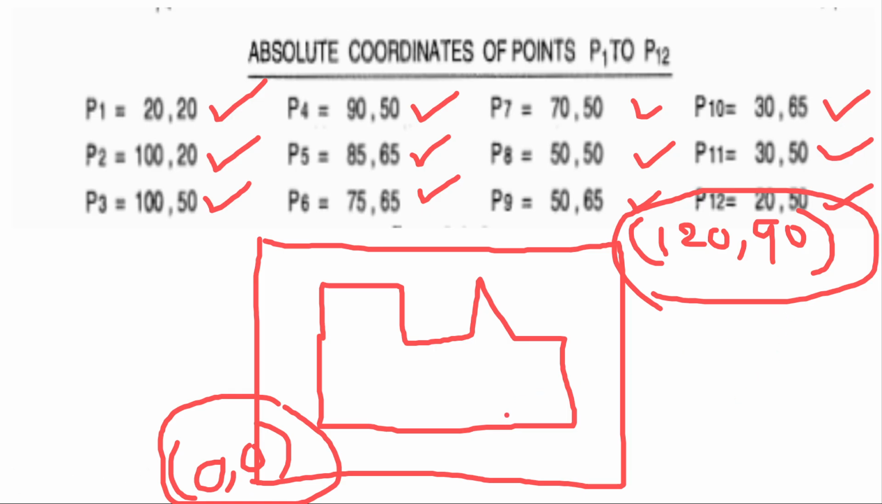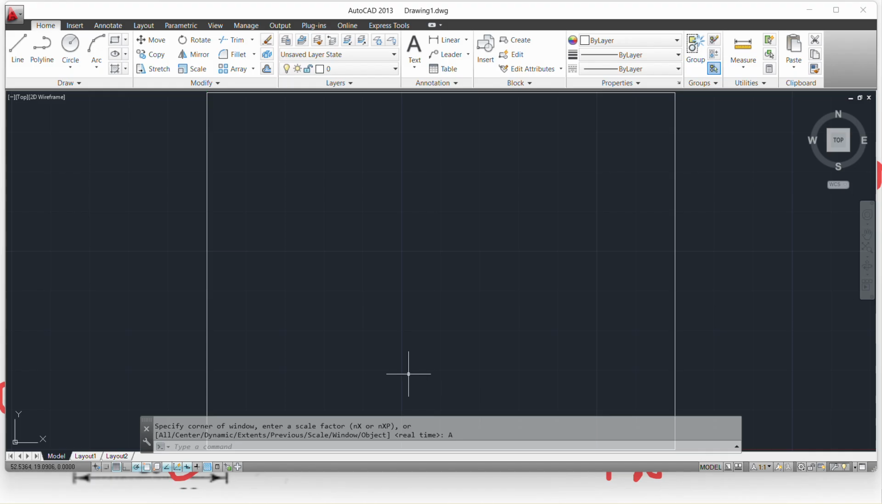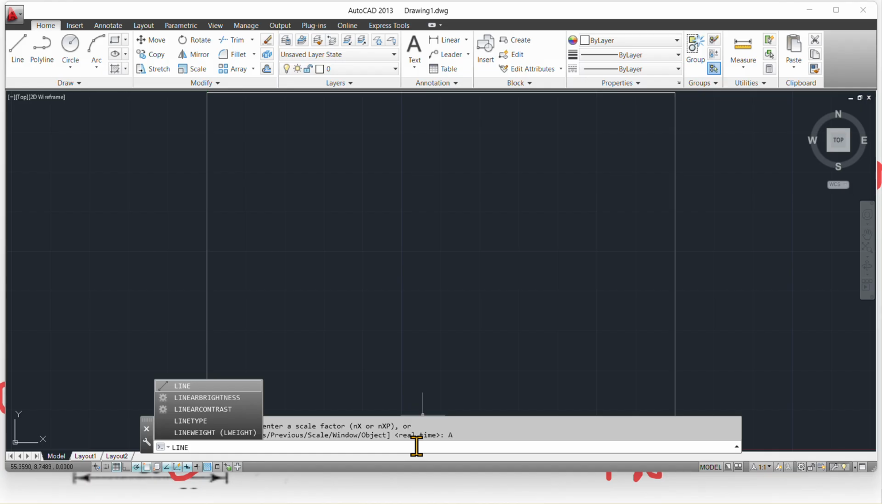Now we try to draw the diagram. This diagram we try to draw in AutoCAD within this rectangle. So first, to start my diagram, I will be using the command called line. You can see the command is line I will be using. When I press enter, it is asking first point.